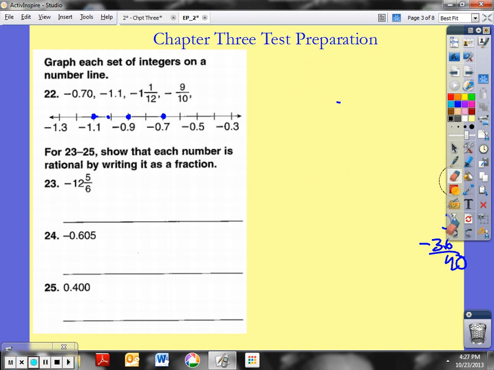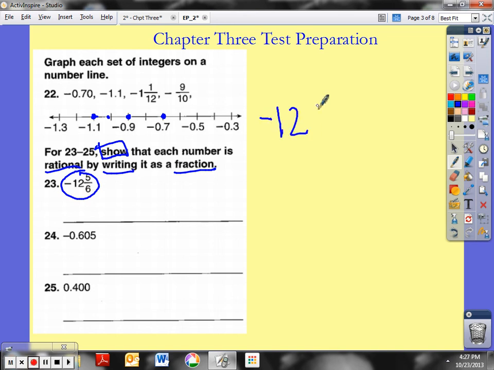So let's take a look at some things here. Okay. Show that each number is rational by writing it as a fraction. Boys and girls, this is not a fraction. It is a mixed number. So if I were to do number 23, it is negative 12 and 5/6. For some reason, your teachers taught you this thing last year where you smile at somebody, then you punch them, and then you take them to first aid. I've never heard of something like that, but I guess it works.